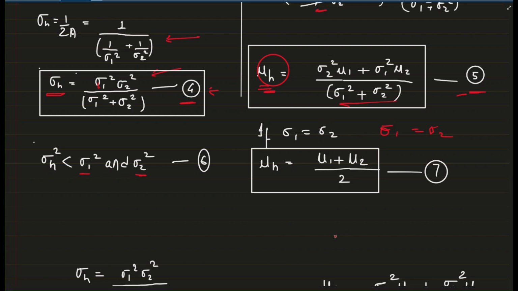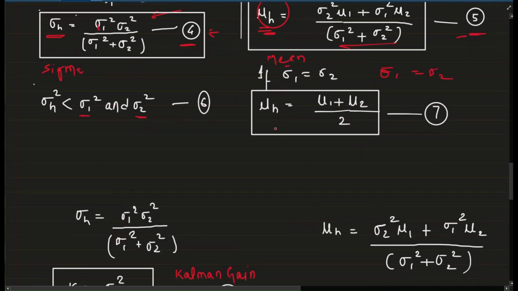Welcome back. In the previous video, we dwelled upon posterior probability and derived the equations for sigma h, and the mean of the posterior. Now we'll continue to build on these concepts and derive the equations for Kalman filter from here.